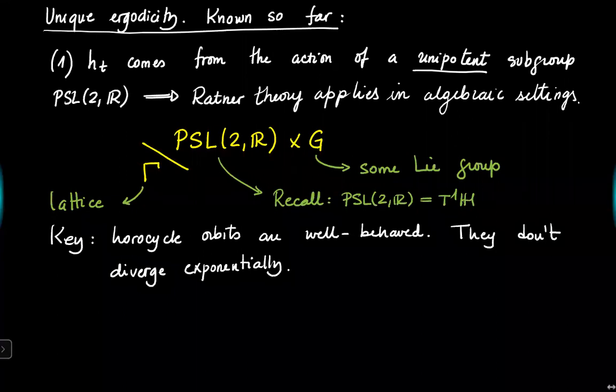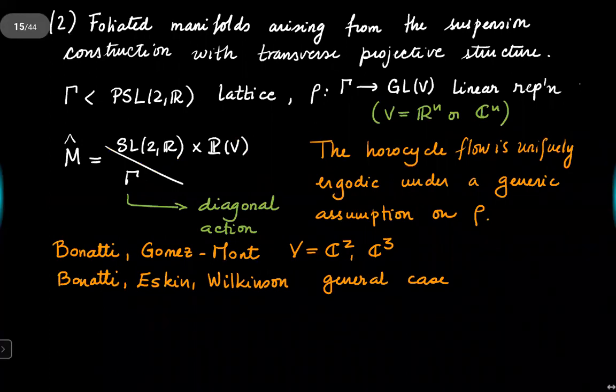And the other setting in which something is known is quite different. It is a setting of foliated manifolds arising from the classical suspension construction with transverse projective structure. So what is this? You take a lattice in PSL2R, not necessarily co-compact, and you take a linear representation of this lattice into a finite dimensional real or complex vector space.